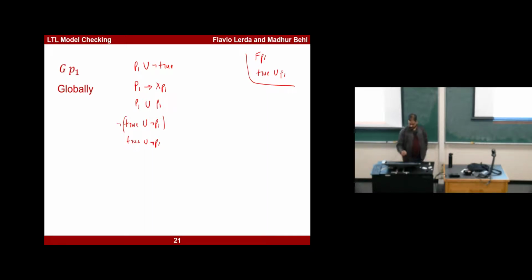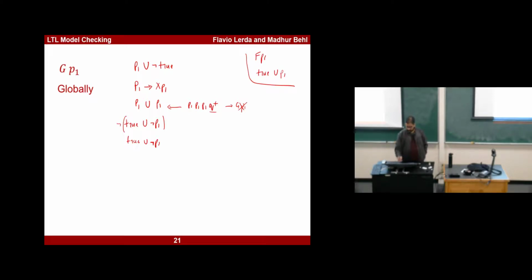Let me start with ones which may fail. So let's look at a trace, P1, P1, P1, and then Q forever. This is my trace. Does this trace satisfy this expression, P1 until P1? It does, right? Because P1 is true until P1 is true. But does it satisfy always P1? No, it does not, because Q is true always. So this one was a good attempt, but it didn't work.